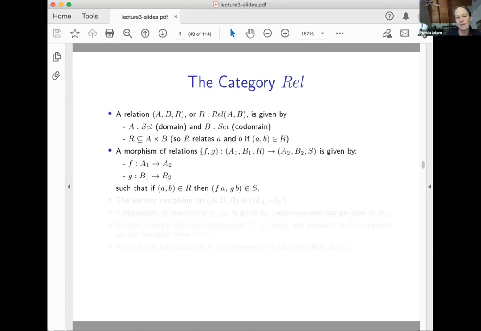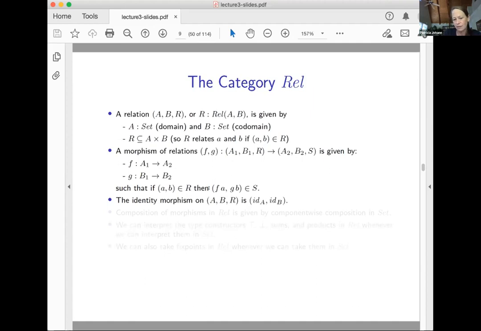Well, if I want to have a morphism between this relation and this relation, I should have used R2, then it will be a pair of morphisms in Set where the first one goes between the domains, the second one goes between the codomains. That's what I've said here and here. And it will be such that if I have things that are related in the first relation, they will map to things that are related in the codomain relation. So again, this is the idea that related things go to related things.